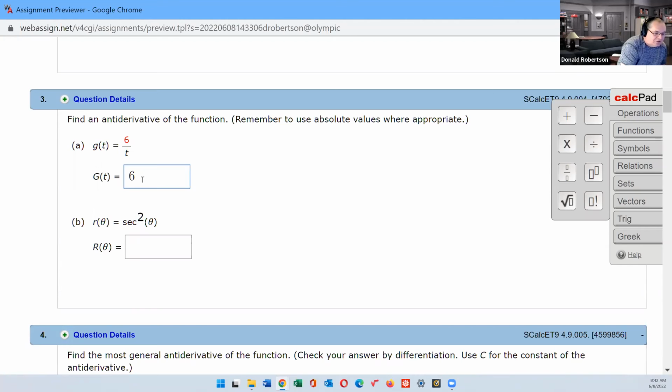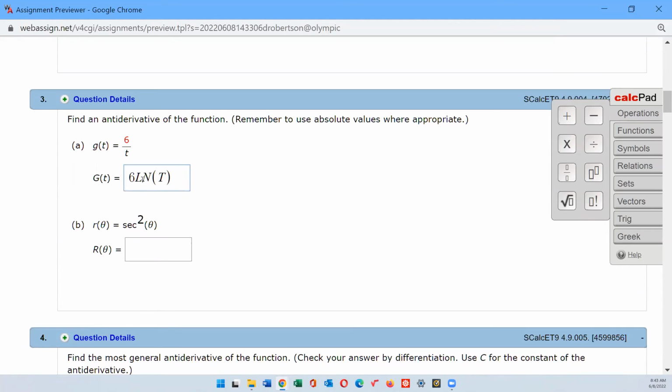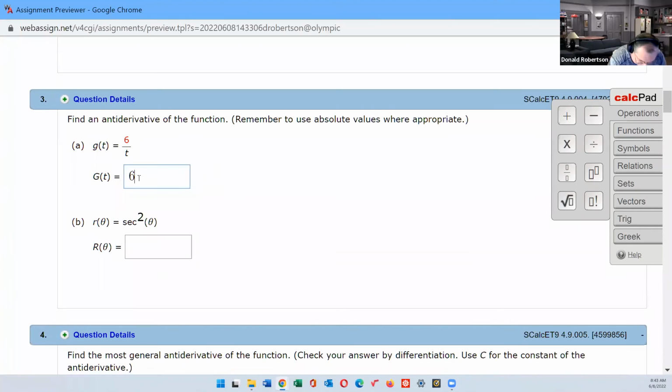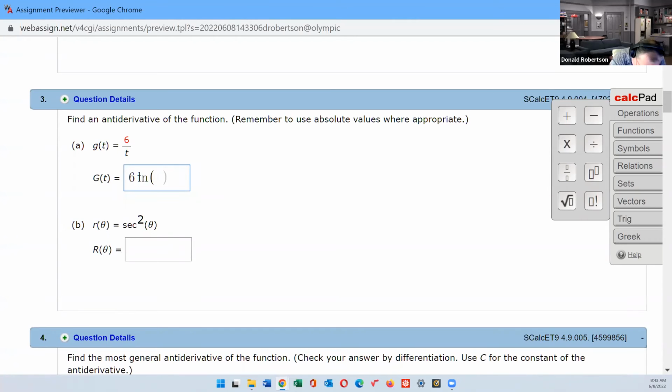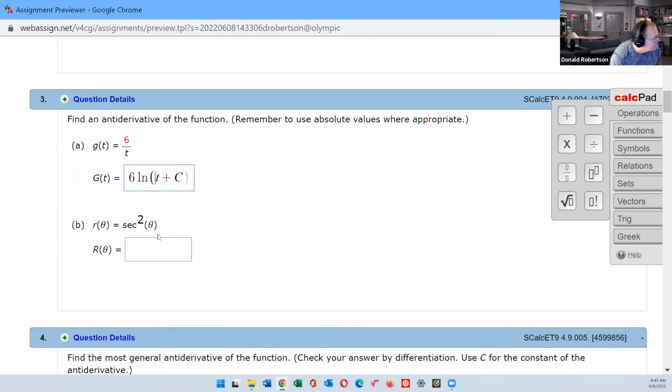No takers? 6 over t? 6 on t. Oh, there I go with my capitals back to front. There we go. I wish WebAssign would stop predicting what it thinks I meant.